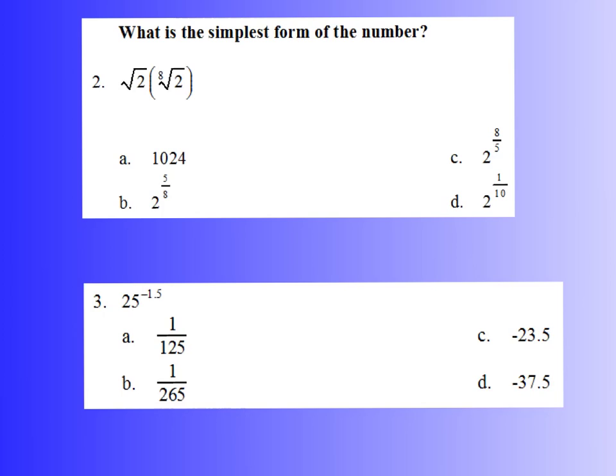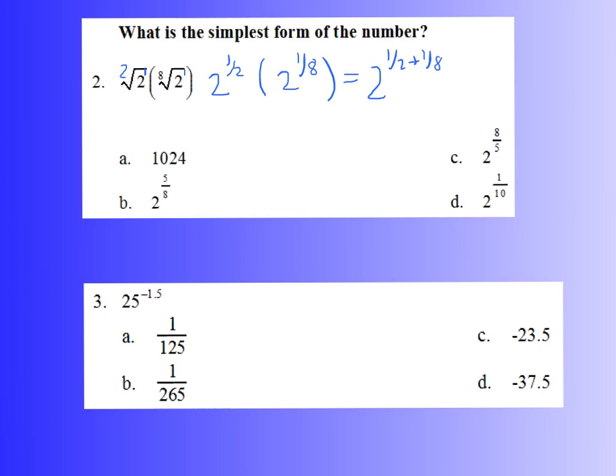My first one is 2. Remember, there's a little 1 there that we don't usually write, and there's a 2 there that we don't usually write. So that's 2 to the 1/2 power times 2, there's my invisible 1, to the 1/8 power. Now, when I'm multiplying my like bases, I'm going to add exponents. So this is the same as saying 2 to the 1/2 plus 1/8.